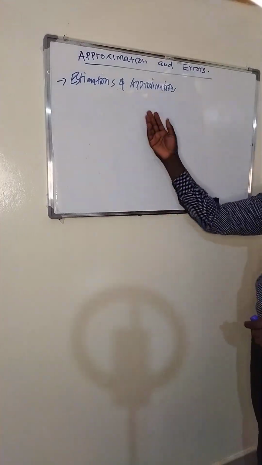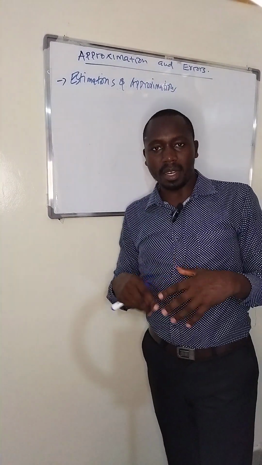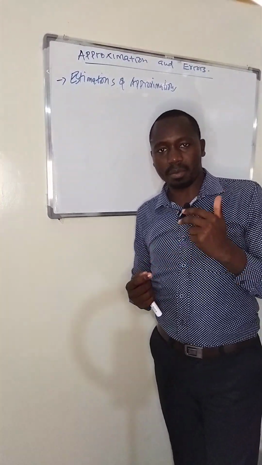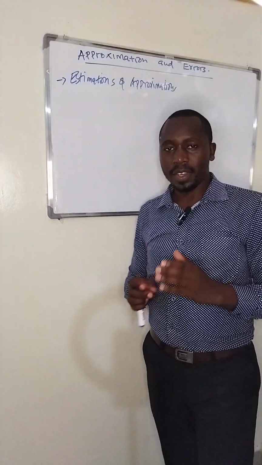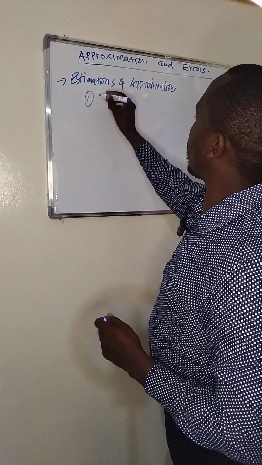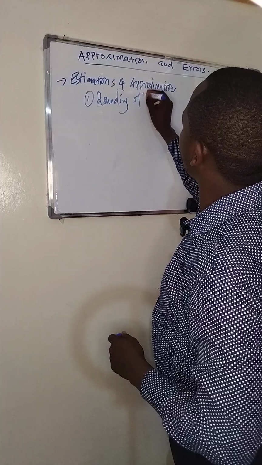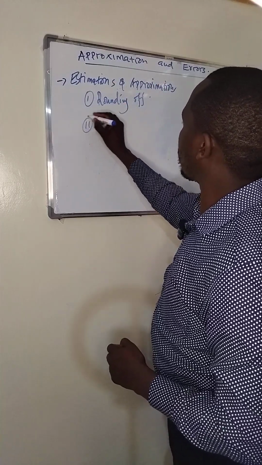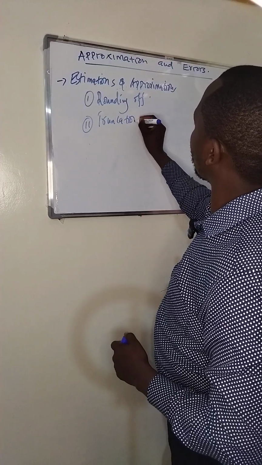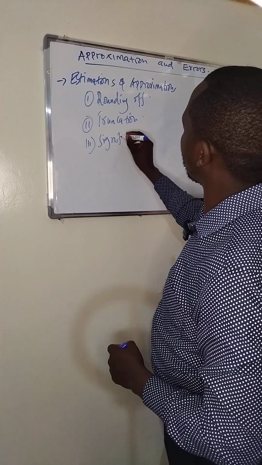When we talk about estimation and approximations, estimation is that mathematical concept which will give you the estimate value or the approximate value and not the actual value. The various types of estimations are, number 1, which is a very common one, rounding off. Number 2, truncation. Number 3, significant figures.